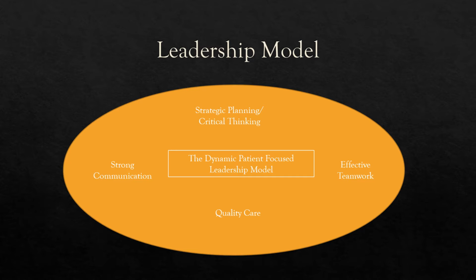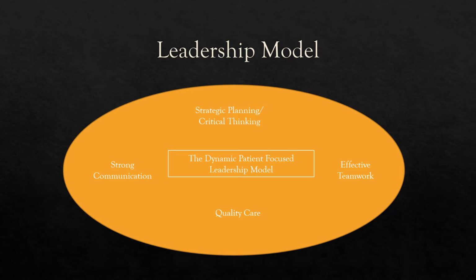We have strategic planning and critical thinking. Strategic planning is a big part within the issue that we have talked about previously. You want to plan for the future. And critical thinking comes with making decisions, problem solving, all of that. Then we have effective teamwork. Effective teamwork is a huge part of leading. You want to make sure everybody's on the same page and helping each other throughout.